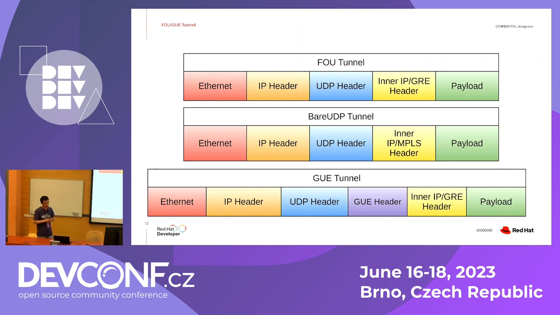VXLAN is called Virtual Extensible LAN. It was developed to address the limitations of the traditional VLANs. The traditional VLAN has only 4,000 VLAN IDs, which is not enough for a large-scale data center. And VXLAN has a 24-bit VXLAN network identifier, called VNI. It allows up to 16 million virtual networks, which is more than enough.